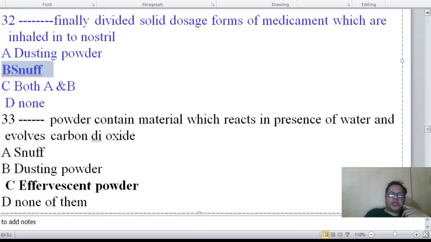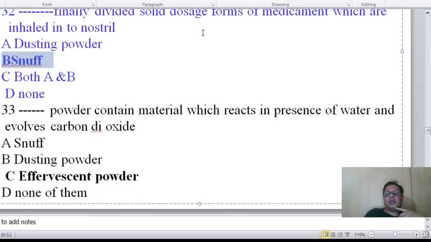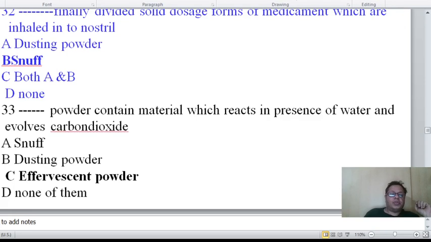Let's move to question number 33. It asks about the powder that contains material which reacts in the presence of water and evolves carbon dioxide. While teaching you many times in the class, I told you that effervescent powders are the powders which evolve carbon dioxide, and that's how rapid disintegration of the system takes place, and that's why they give a better effect in less time. So answer C is correct for question number 33.